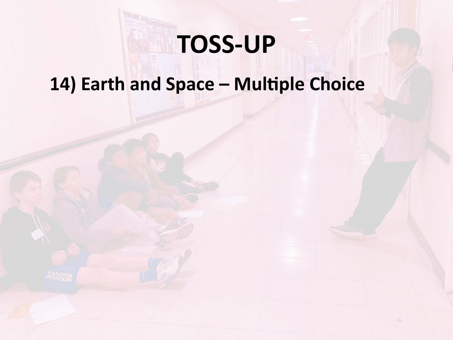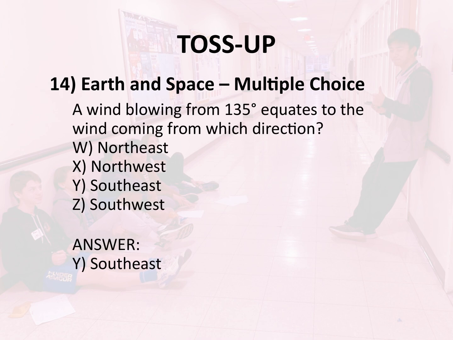Toss-up, 14. Earth and space, multiple choice. A wind blowing from 135 degrees equates to the wind coming from which direction? W. Northeast. X. Northwest. Y. Southeast. Z. Southwest. Answer. Y. Southeast.